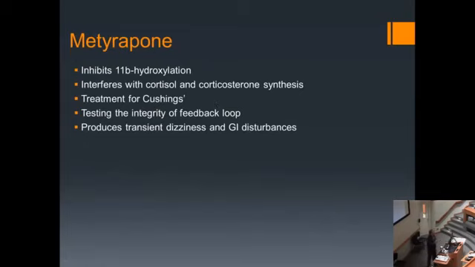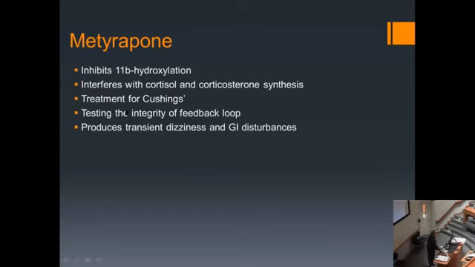Metyrapone, no, it's metyrapone. Metyrapone is how it's pronounced. It inhibits 11-beta hydroxylation. What's going to happen here? It's going to interfere with cortisol and corticosteroid synthesis. And so that's basically the treatment for Cushing's disease, and we'll talk about that in a few minutes.